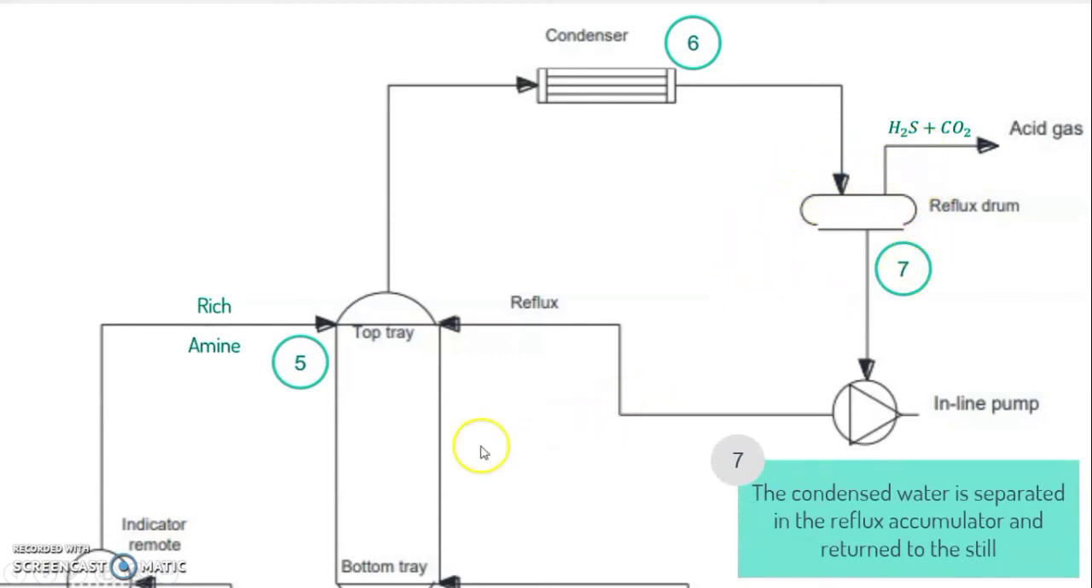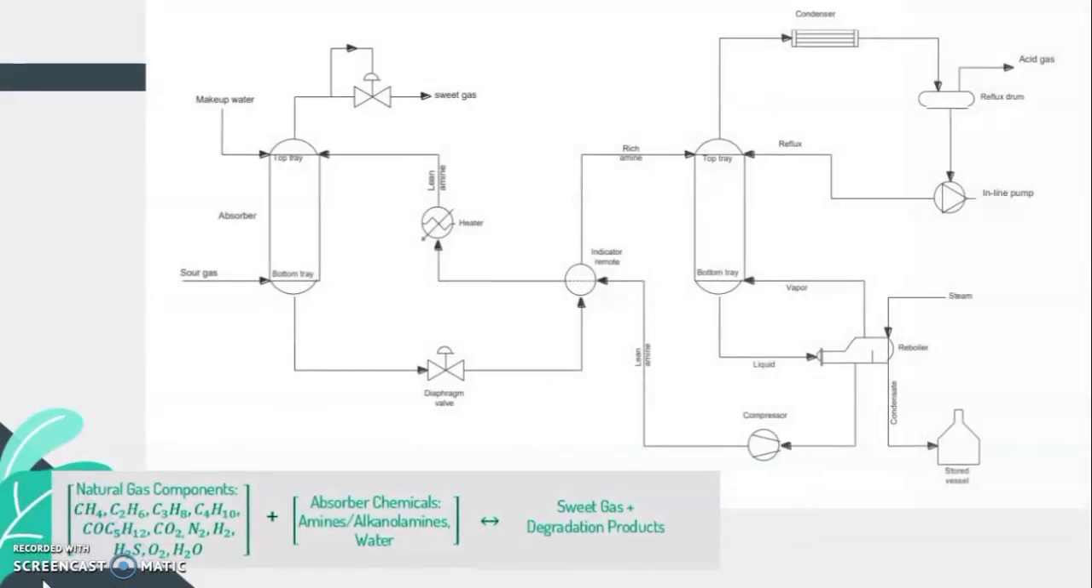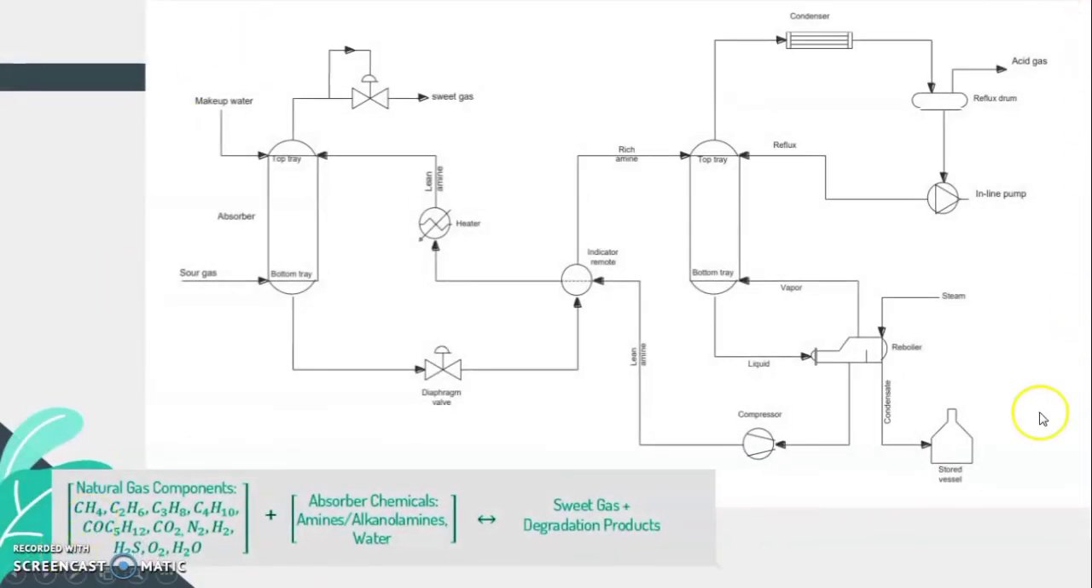And the last step of this process is the hot regenerated lean amine is cooled in a solvent aerial cooler and circulated to the contactor tower, completing the cycle.